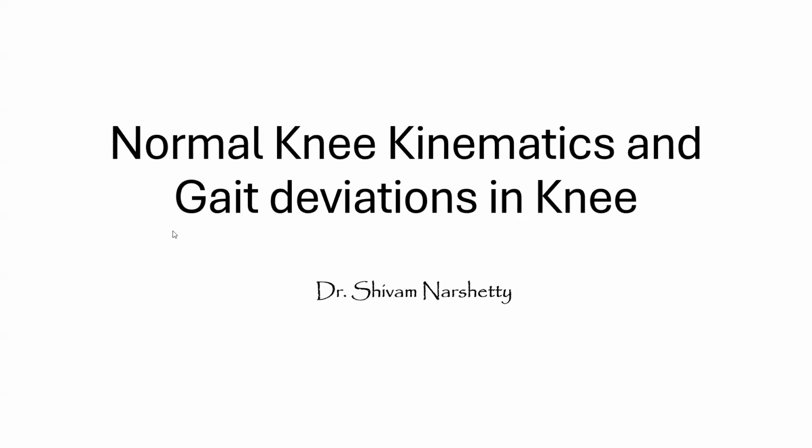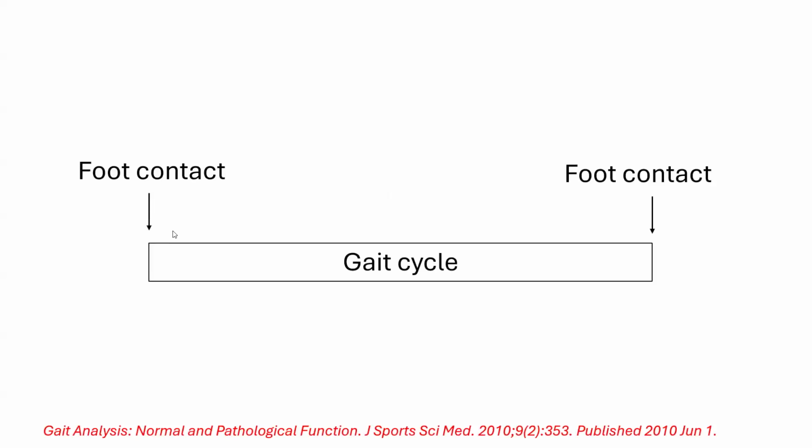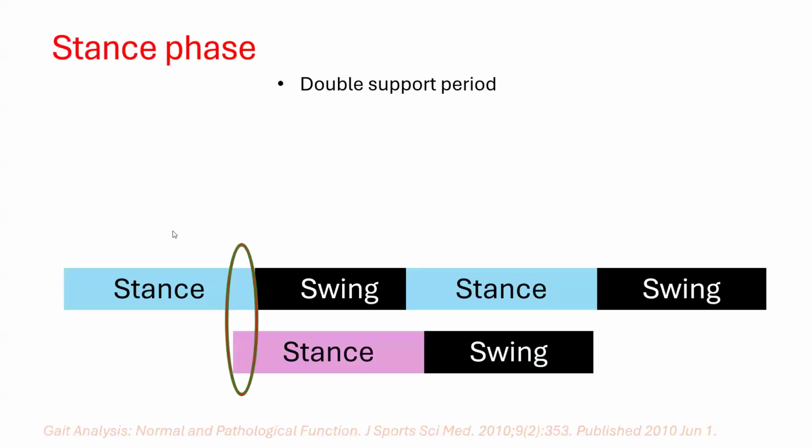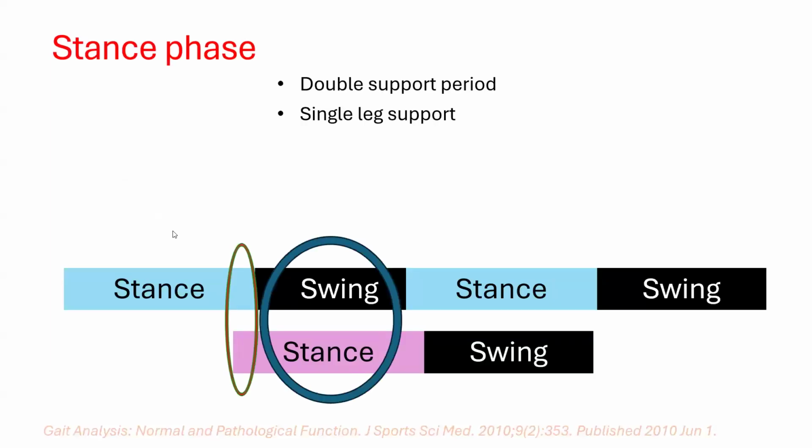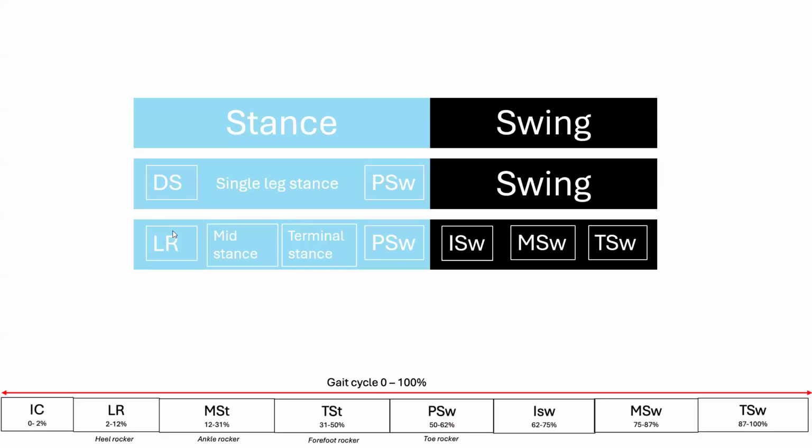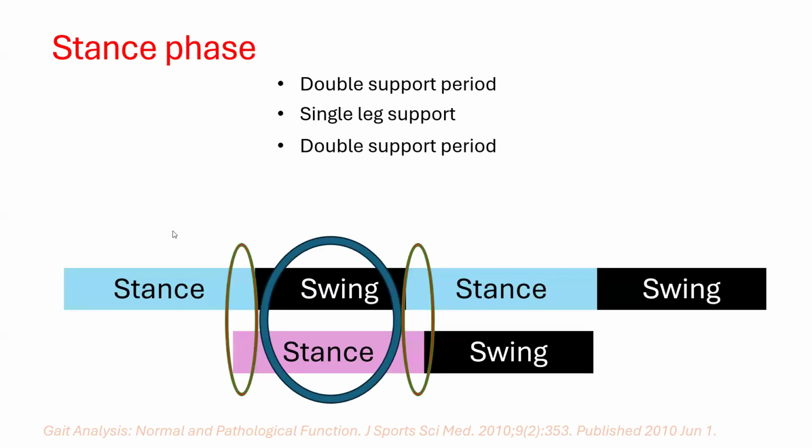So just to recap what we have learned previously. We know that the events that occur from one foot contact to the next foot contact constitute a gait cycle. One gait cycle is divided into stance phase and swing phase. The first part is when the foot is in contact, which is the stance phase, and the next is when the limb is moving, which is the swing phase.